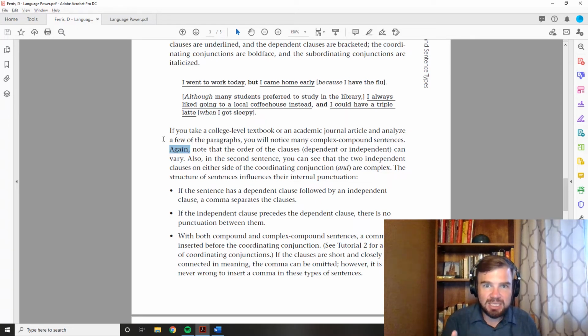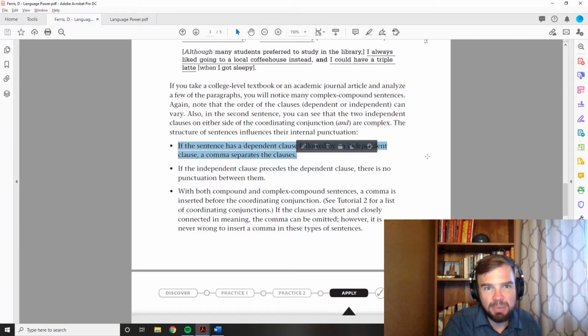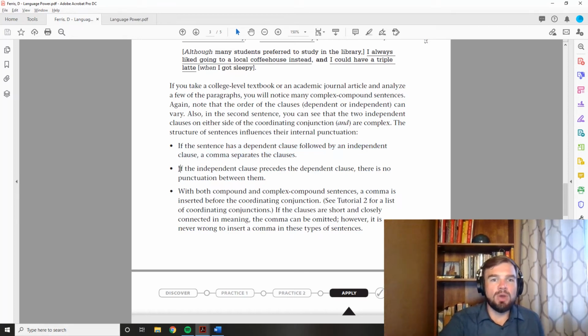Also, in the second sentence, you can see that the two independent clauses on either side of the coordinating conjunction and are complex. So the structure of sentences influences their internal punctuation. And again, much more about this when we do our comma lesson later in this semester. So some rules to remember. If the sentence has a dependent clause followed by an independent clause, a comma separates the clauses. Also, if the independent clause precedes the dependent clause, there is no punctuation between them, right? And we saw that in the examples above.